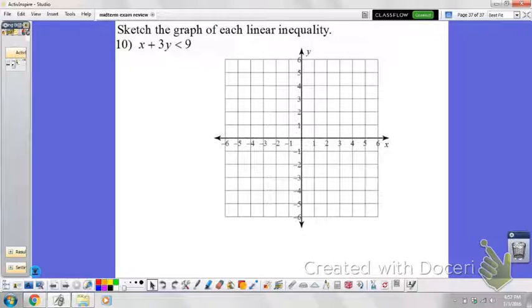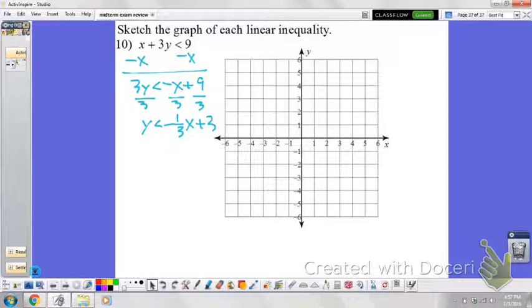So we have another inequality to sketch. Again, let's go ahead and solve for y first. So I'm going to subtract x from both sides. So I have 3y is less than -x plus 9. Divide everything by 3. And I have y is less than -1/3 x plus 3.